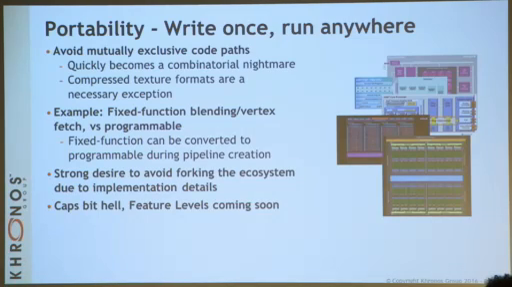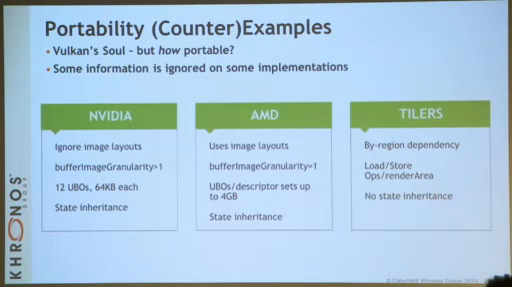In general, we want to limit the differences to the kind of things that can be expressed as caps bits or limits. And Vulkan does have caps bit hell right now. But we're trying to organize that into feature levels, and that's something we should have available soon to give people a real target to code to. Here are some examples of state that is ignored on some implementations or things that just behave differently if you venture into undefined territory.